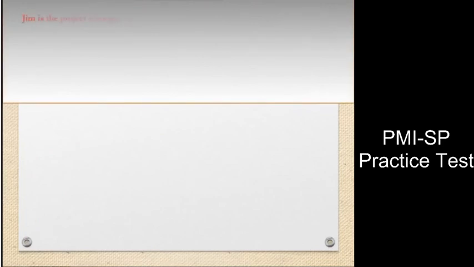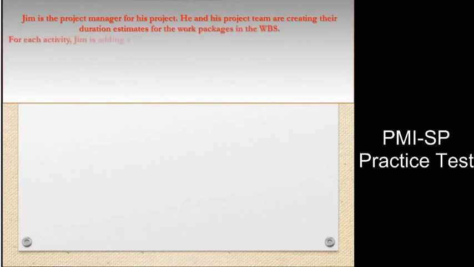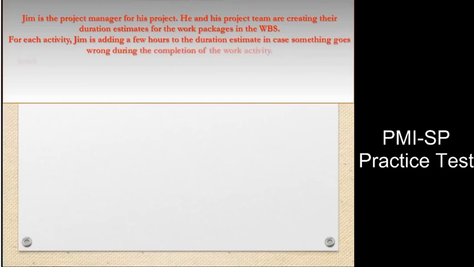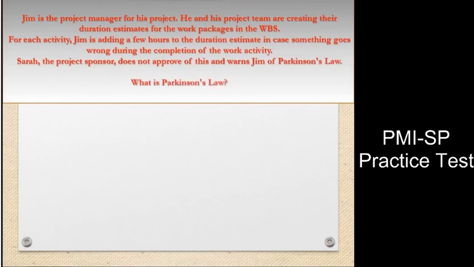Question. Jim is the project manager for his project. He and his project team are creating their duration estimates for the work packages in the WBS. For each activity, Jim is adding a few hours to the duration estimate in case something goes wrong during the completion of the work activity. Sarah, the project sponsor, does not approve of this and warns Jim of Parkinson's Law.